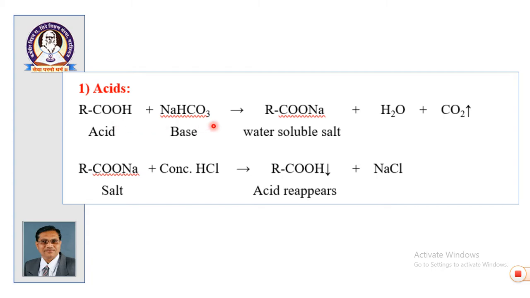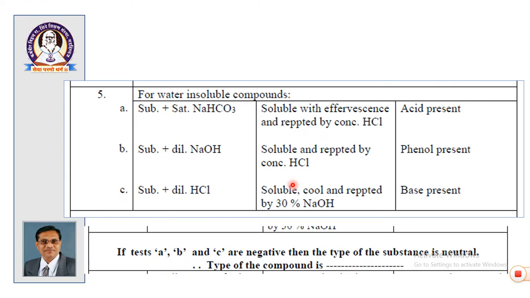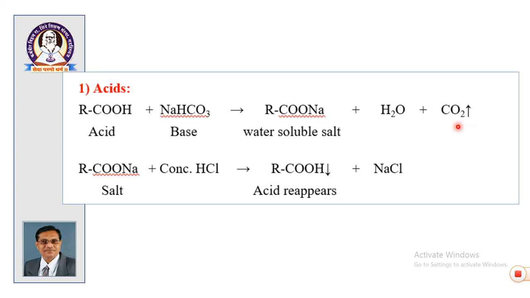So, an acid soluble in a weak base, that is sodium bicarbonate, gives a water soluble salt. The water soluble salt when treated with concentrated HCl gives the same acid again. So, these are the two reactions which are related to the test for acid. See this first test for acid once again. Substance plus saturated NaHCO3, soluble with effervescence and reprecipitated by HCl, acid is present. So, the reaction is this one.